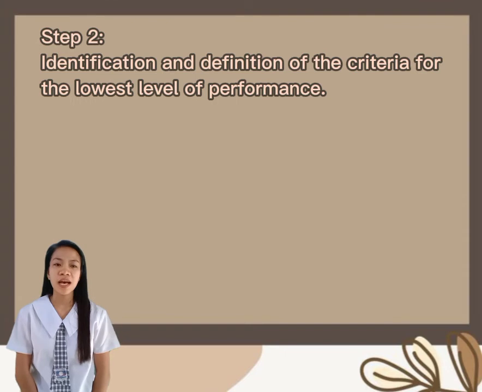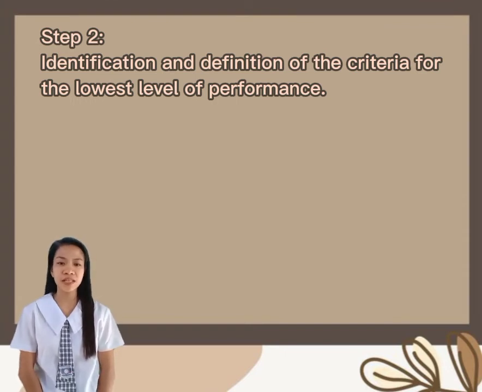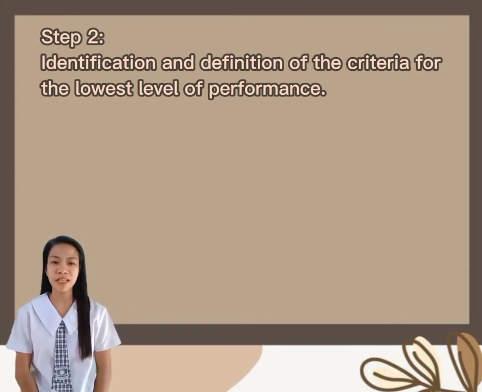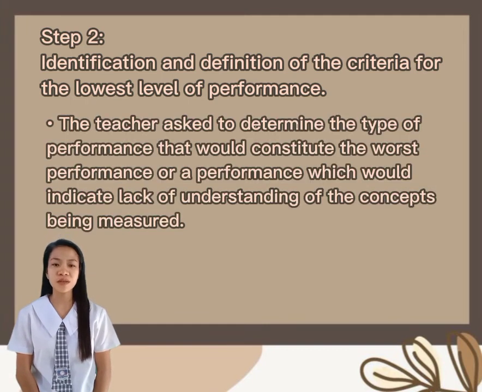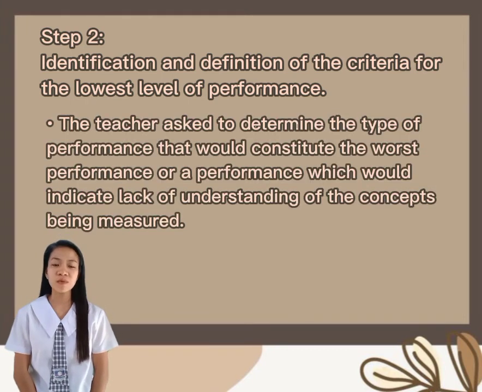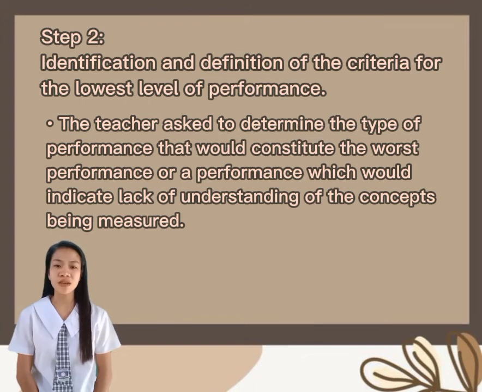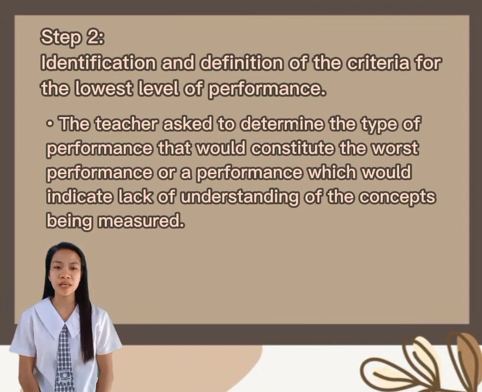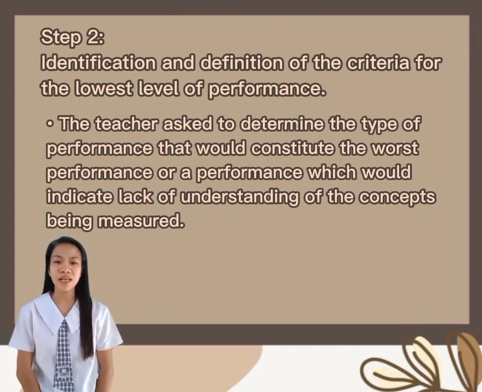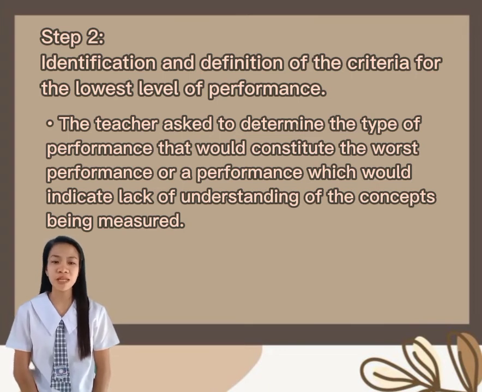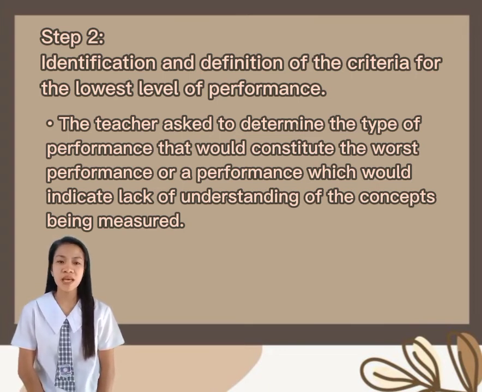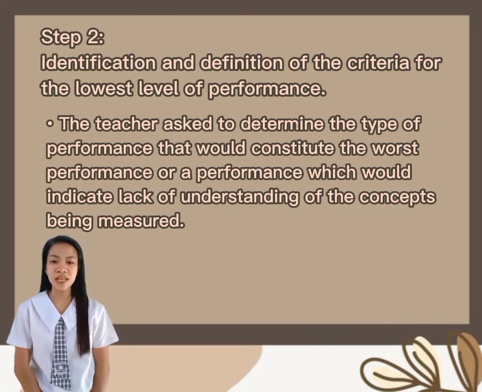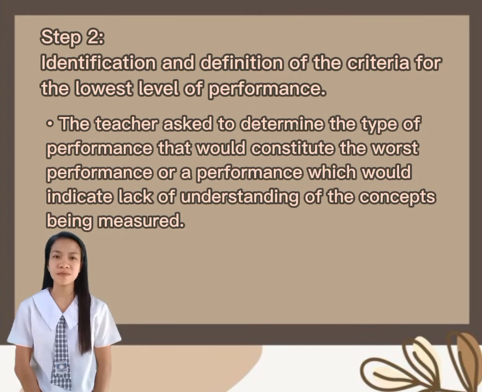Step 2. Identification and definition of the criteria for the lowest level of performance. The teacher is asked to determine the type of performance that would constitute the worst performance, or a performance which would indicate lack of understanding of the concept being measured. So this step is for the teacher to capture the criteria that would suit a middle-level performance for the concept being measured, and the approach suggested would result in at least 3 levels of performance.